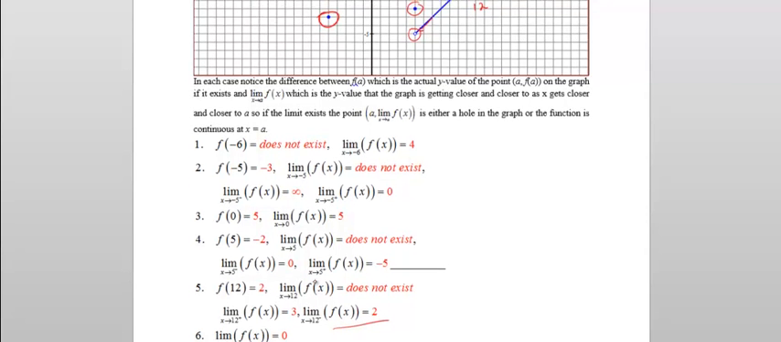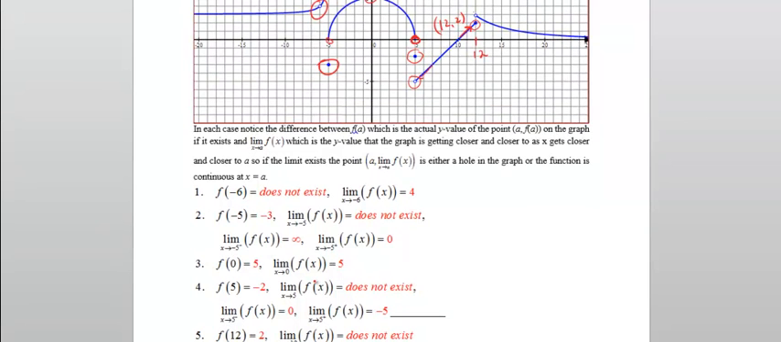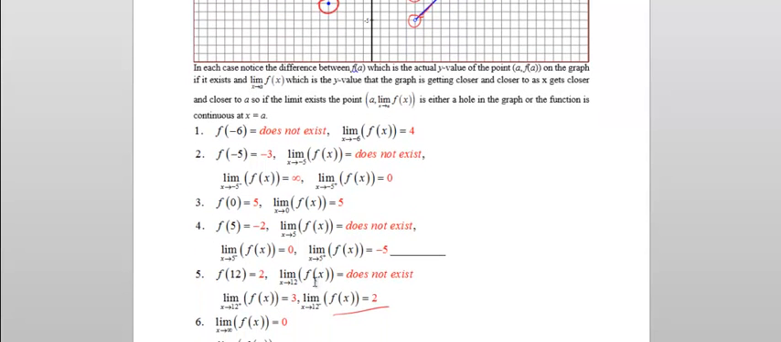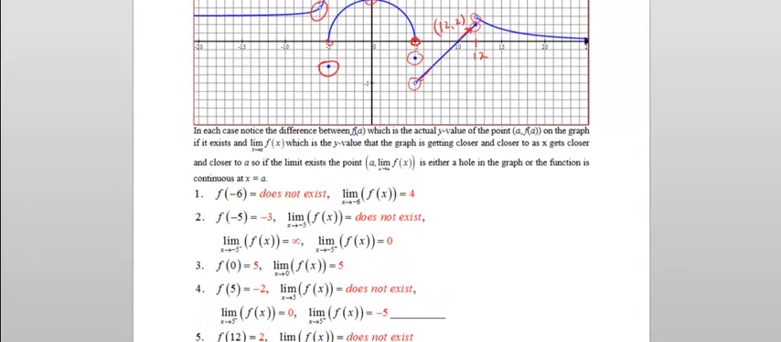But if we take the limit as x goes to 12 from the right side, we're approaching this open dot boundary point at (12, 3). So the limit from the right side is 3. Now let's take our limits as we go to infinity and minus infinity.